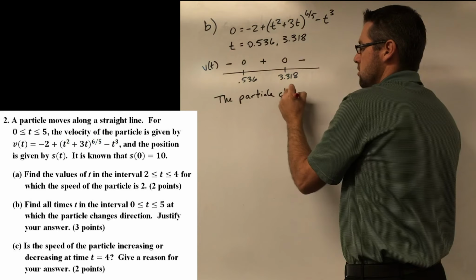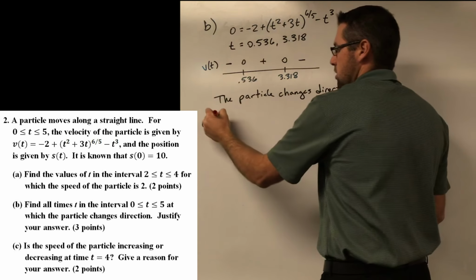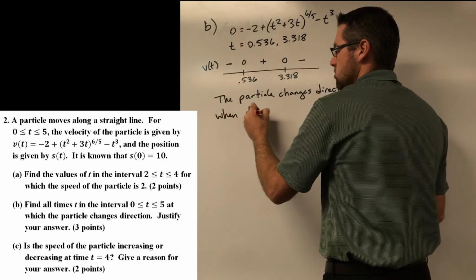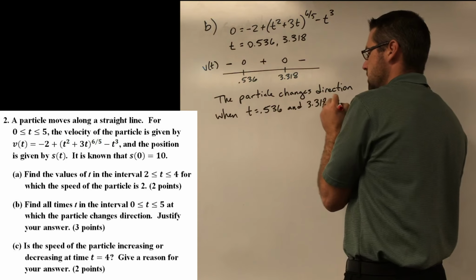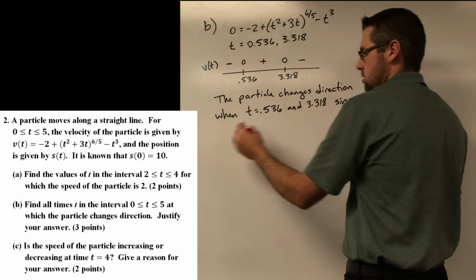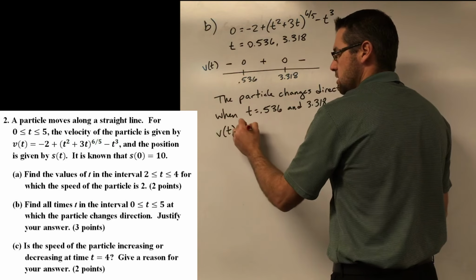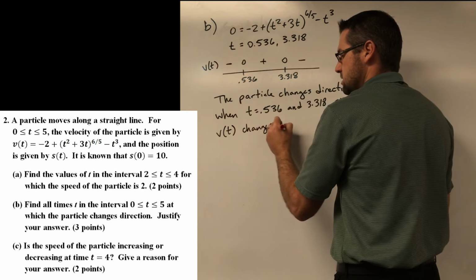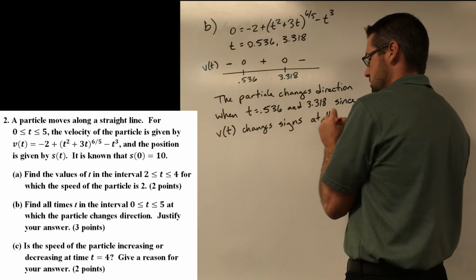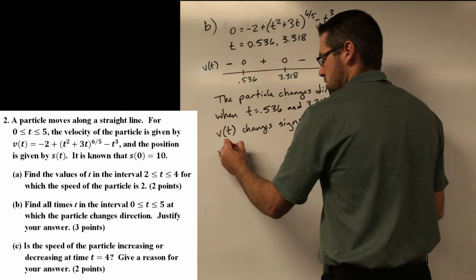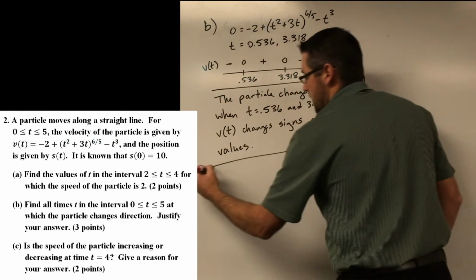Okay, so we could say the particle changes direction when t equals 0.536 and 3.318 since v of t, velocity, changes signs at these values. Okay, so that's your answer. That's a lot, trust me.